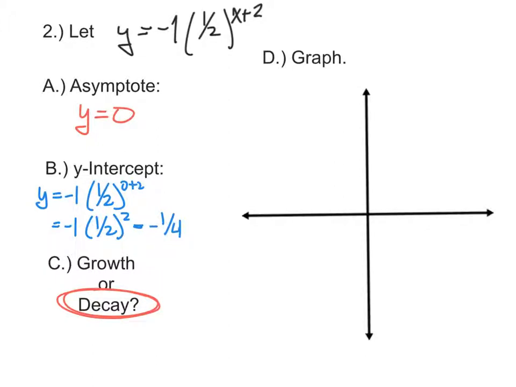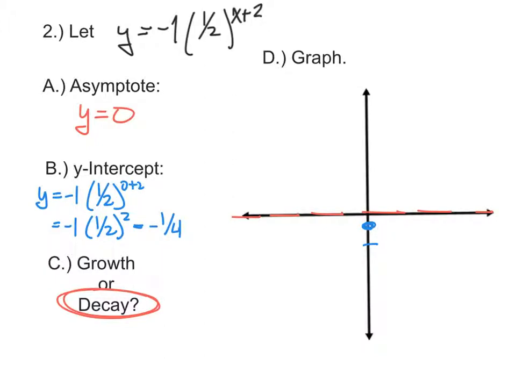So what's this graph going to look like? First of all, graph the asymptote. y equals 0 means the x-axis is our asymptote. Our y-intercept is going to happen at negative 1/4. So if this is negative 1, our y-intercept is going to happen at negative 1/4.